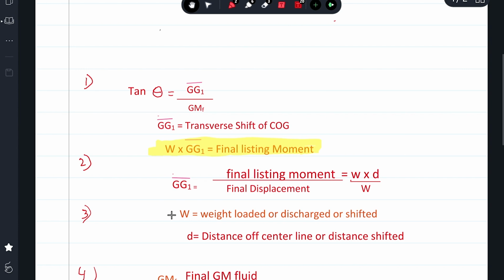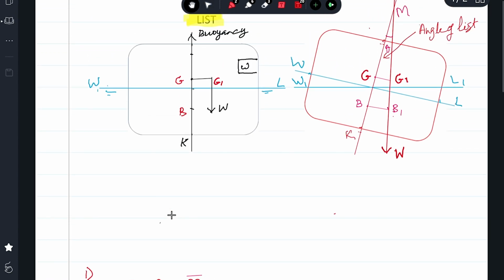Now, what should the listing moment be equal to? W into D. What is this W into D? It is the weight which we have loaded, and D is the distance of the weight from the center line. So in this example here, we have loaded this weight W. So we need the distance of this weight from the center line. That is D.